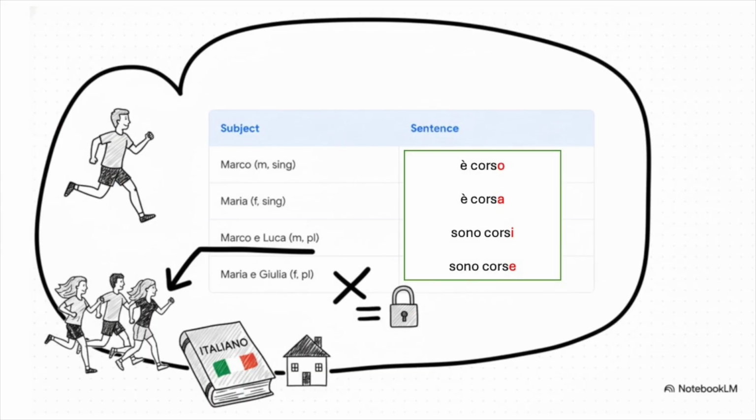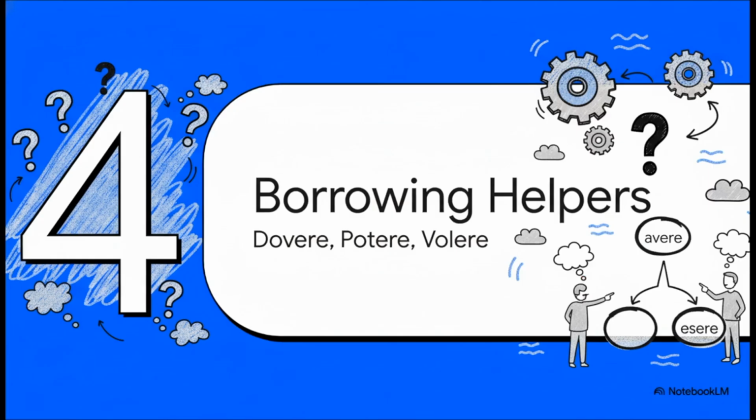Let's just look at how this works. If Marco, who's masculine singular, ran home, he is corso. But if Maria, feminine singular, ran home, she is corsa. What if Marco and Luca, two guys, ran home? They are corsi. And if Maria and Giulia, two women, ran home, they are corse. You see that? O, A, I, E. The ending changes every single time to match the subject. This is a must-do.